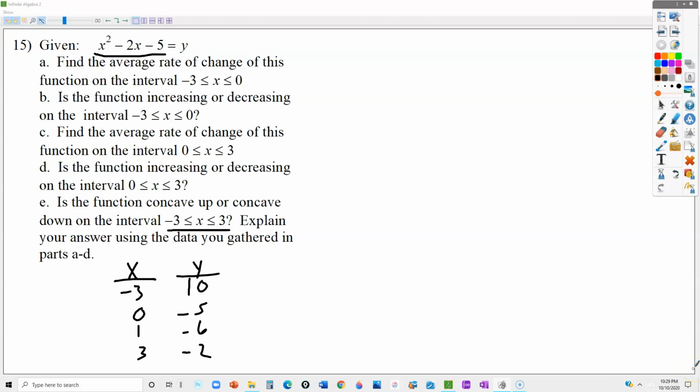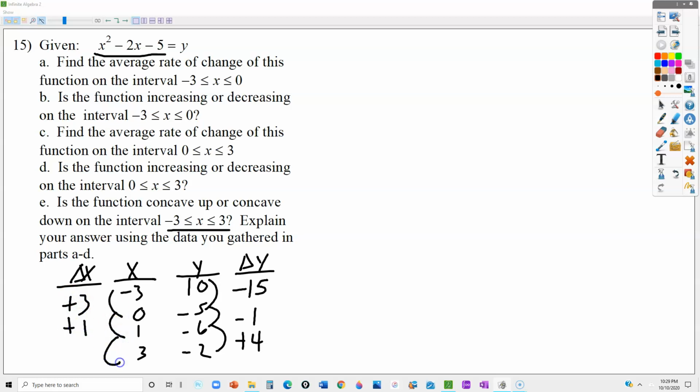All right, now the next thing is you need to find your delta y. In other words, you need to find out how much your y's changed by. As I went from 10 to negative 5, that's going down by 15. Then from negative 5 to negative 6, that's going down by 1. And from negative 6 to negative 2, that's going up 4. Then we need to find our delta x's, in other words, how much the x is changing each time. From here to here, it's up 3. From here to here, it's up 1. From here to here, it's up 2.